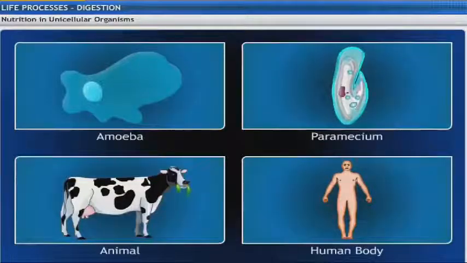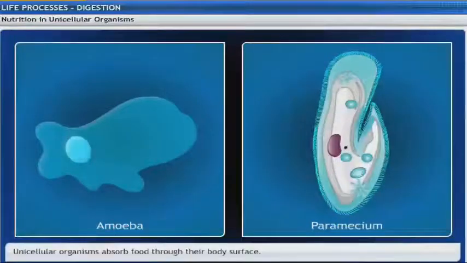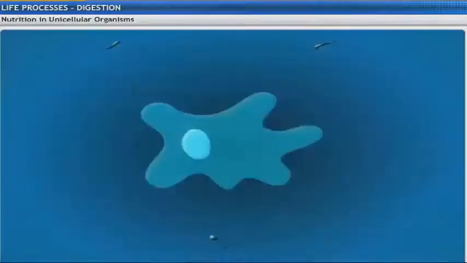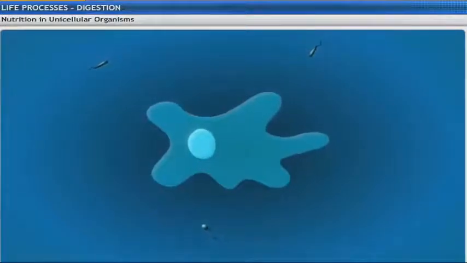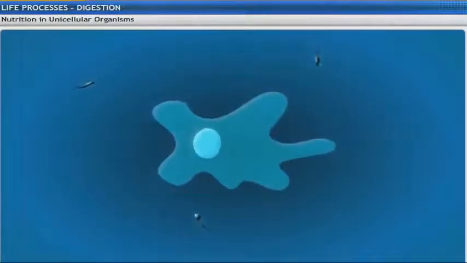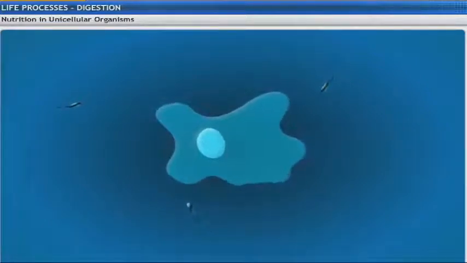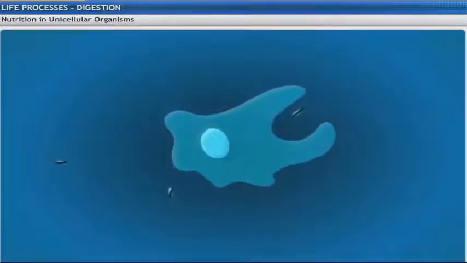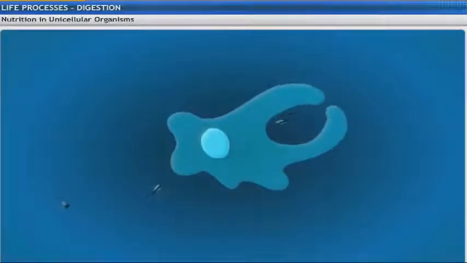Let's see how animals take in complex food and break it into simpler forms inside their bodies. Unicellular organisms like amoeba and paramecium do not have any special organs for the process of nutrition. They absorb food through their body surface. An amoeba feeds on microscopic animals that live in water. When an amoeba wants to take in a food particle, it encircles the food with its pseudopodia, and the food is enclosed in a food vacuole.